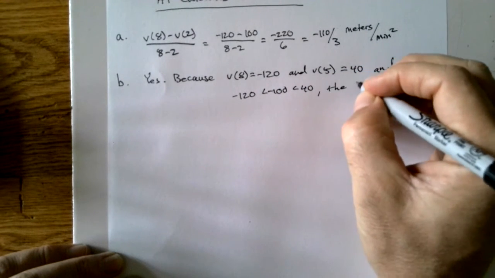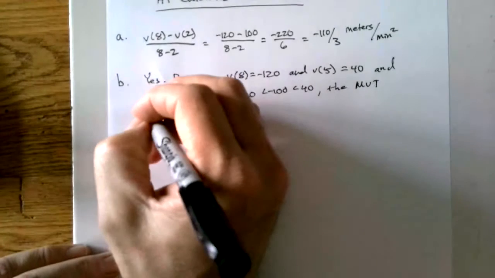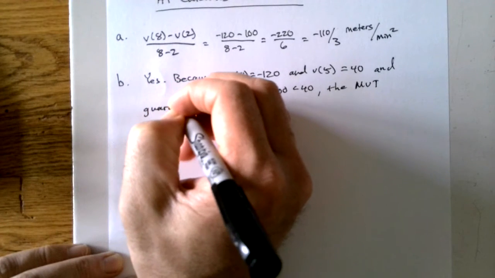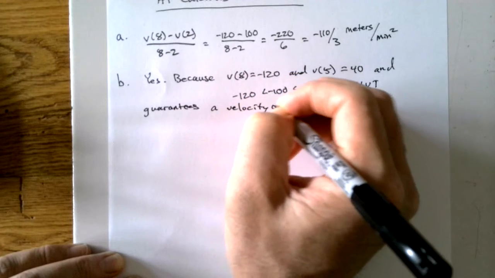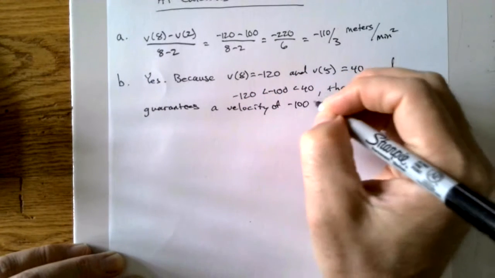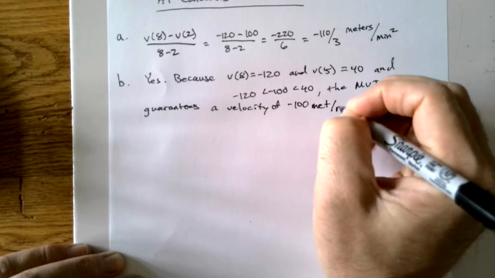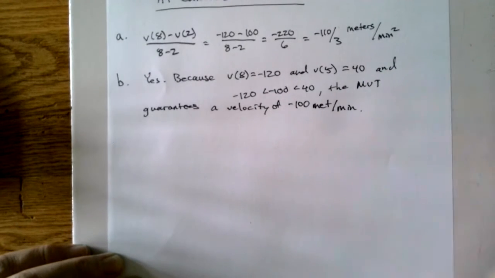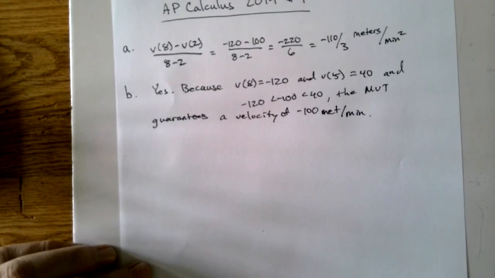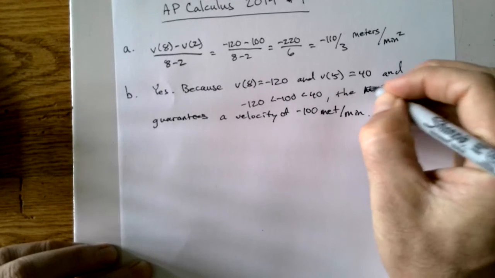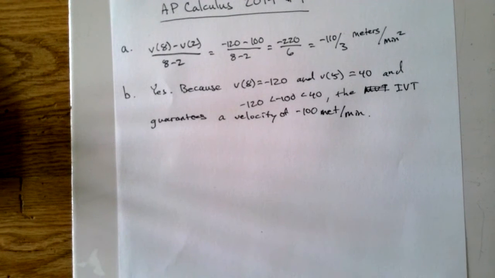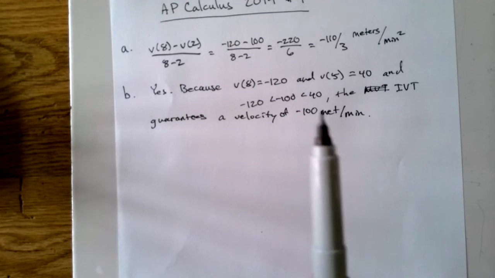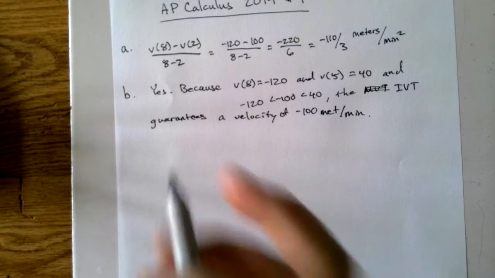The mean value theorem guarantees a velocity of negative 100 meters per minute. Okay, I said mean value theorem. This is the intermediate value theorem, not mean value. Mean value has to do with the rate of change, with the slope. The intermediate value theorem has to do with actually crossing over all points.